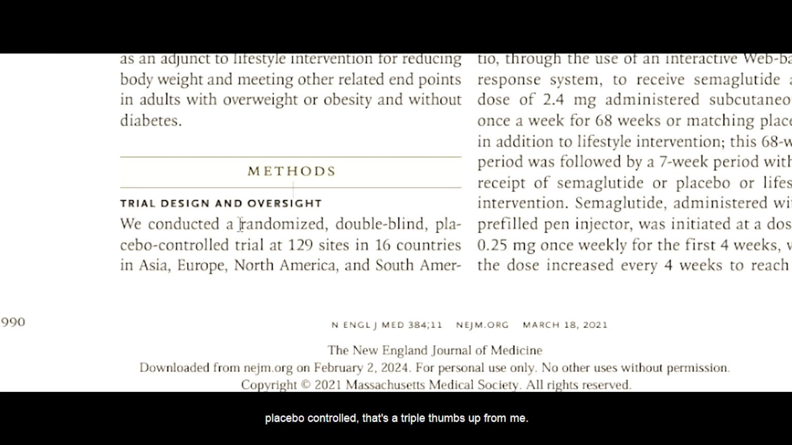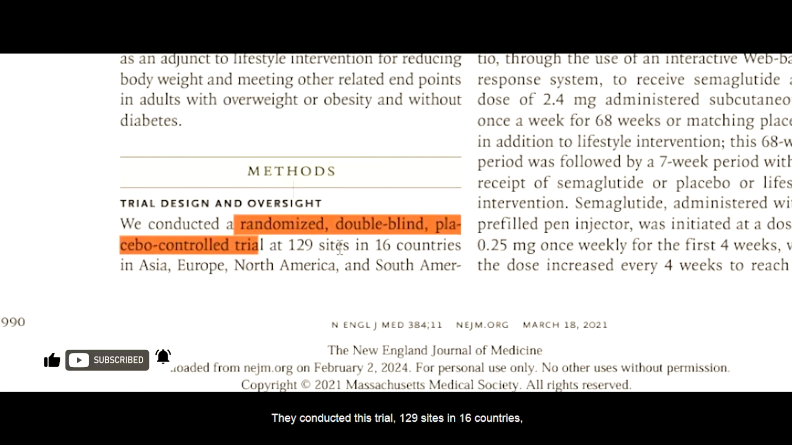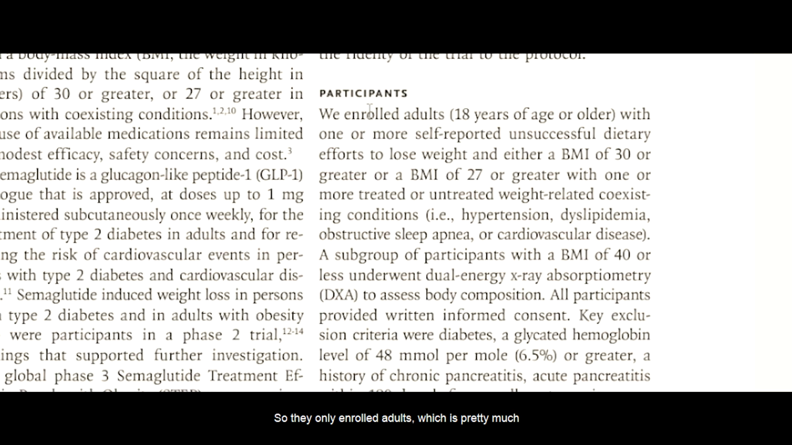Randomized, double-blind, placebo-controlled. That's a triple thumbs up from me. They conducted this trial at 129 sites in 16 countries, Asia, Europe, North America, and South America. They only enrolled adults, which is pretty much all clinical trials. It's very difficult to get under 18-year-olds past ethics committees. Interestingly, they allowed a BMI of 30 or under 30 if you had an untreated weight-related coexisting condition.